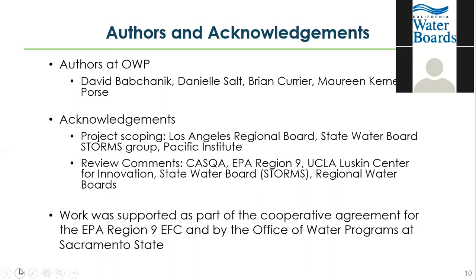A few additional acknowledgements, though. We wanted to make sure we gathered sufficient and helpful input from lots of folks from around California. So the report was made infinitely better by comments and input from the Los Angeles Regional Board, the State Water Board Storms Group, and the Pacific Institute as well. And additionally from CASCA, EPA Region 9, Greg Pierce down at the UCLA Luskin Center for Innovation, and the regional water boards as well, all help to improve the interim and draft and late draft products. So thanks to that. And finally, just as a note, the work was funded as part of the cooperative agreement between the EPA Region 9 EFC at Sacramento State and EPA Region 9. And it was also internally funded by Office of Water Programs. Next slide.